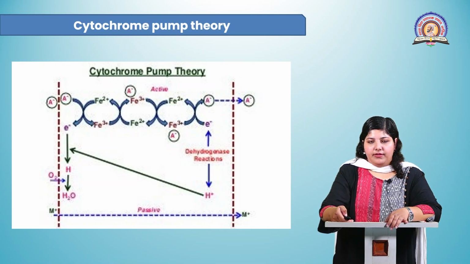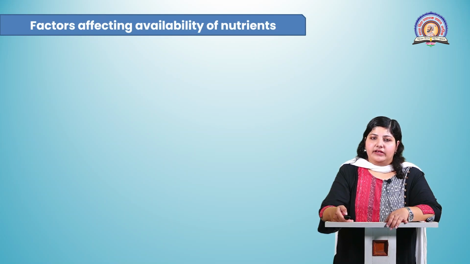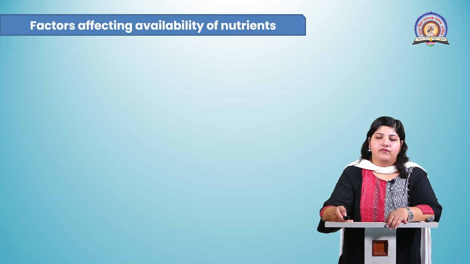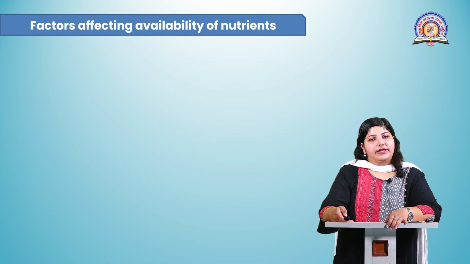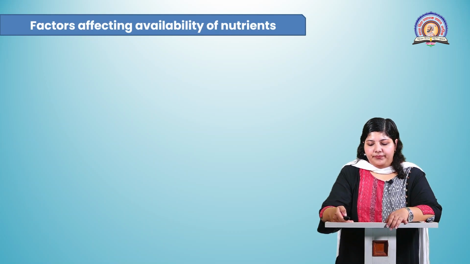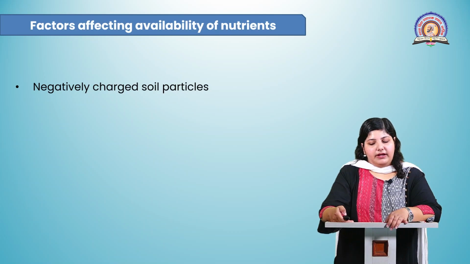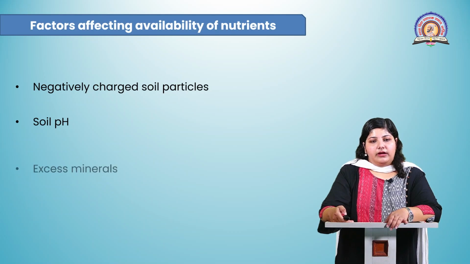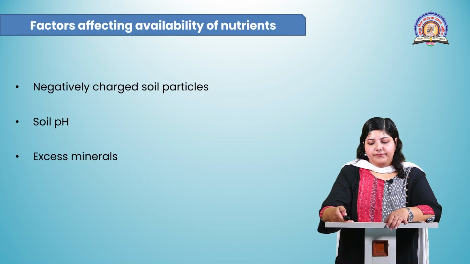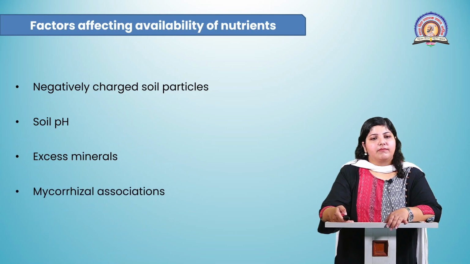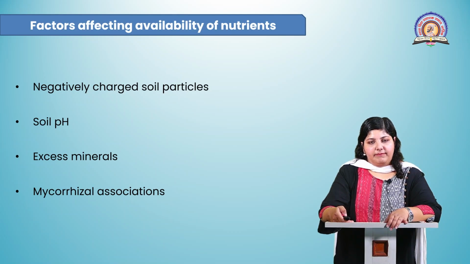the plants. Now we will be seeing some factors affecting the availability of nutrients, or the availability of these ions, to the plants. So what are the factors? Let us see them. Negatively charged soil particles. Then we will be seeing soil pH. Third one is excess minerals. And the fourth one is mycorrhizal associations. Let us see each of these factors one by one, how they affect the availability of nutrients.